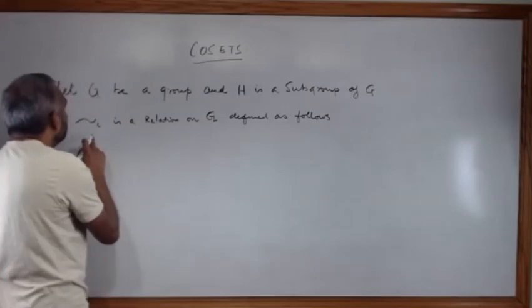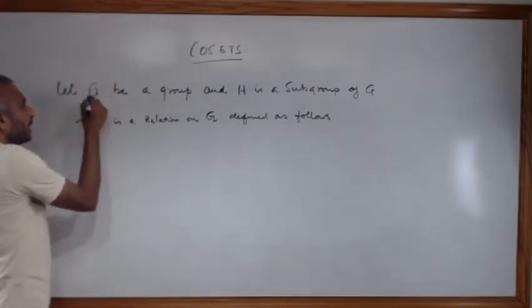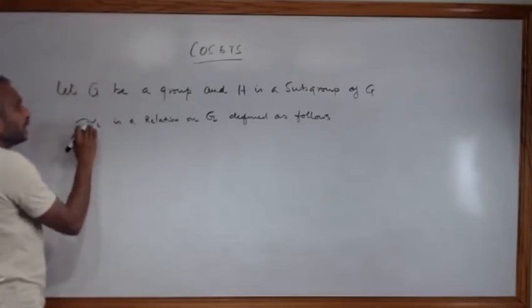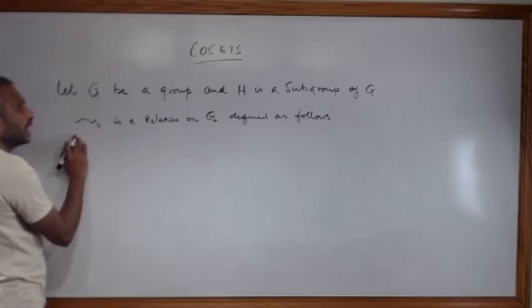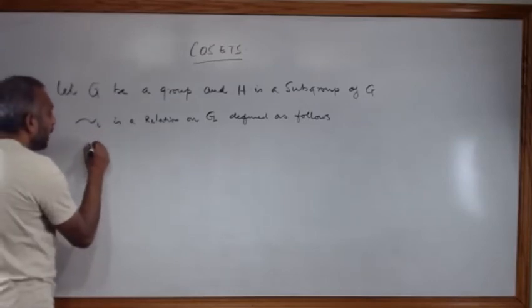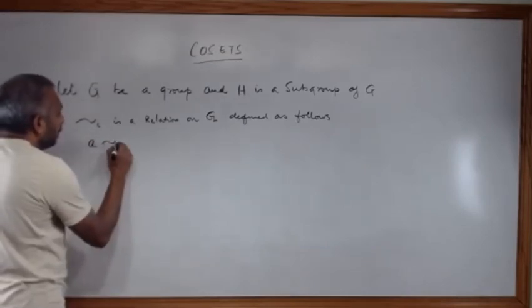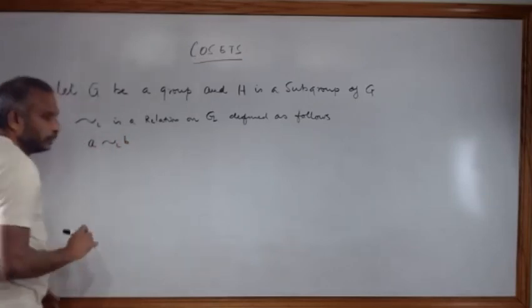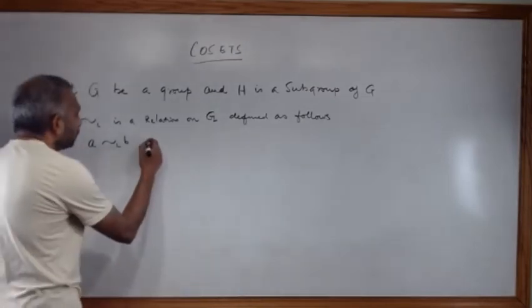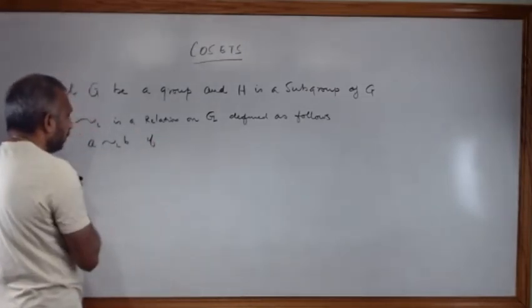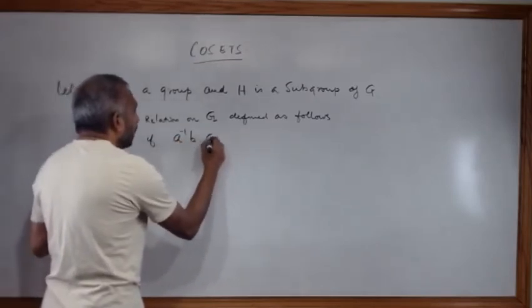So what you do is take two elements from here and impose a condition, and if that condition is true with respect to those two elements, then they are related. So A is related to B if A inverse B belongs to H.